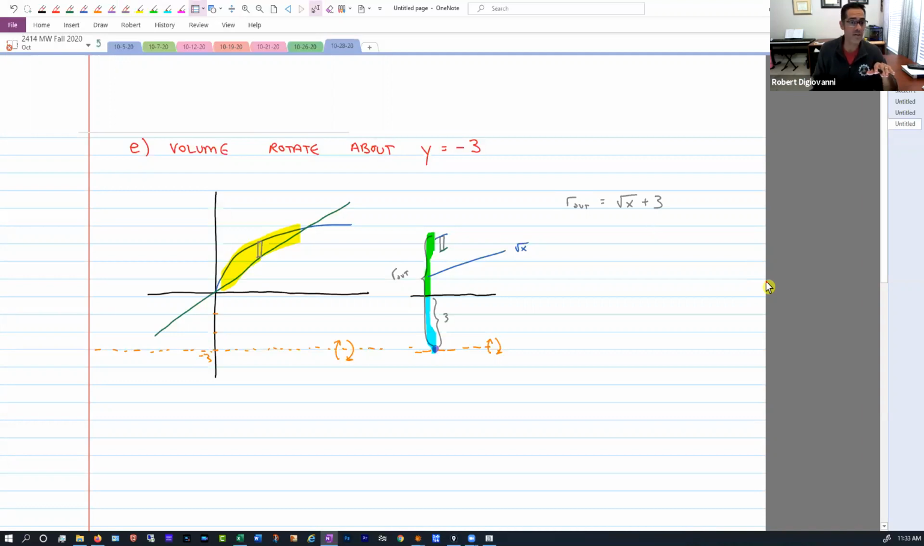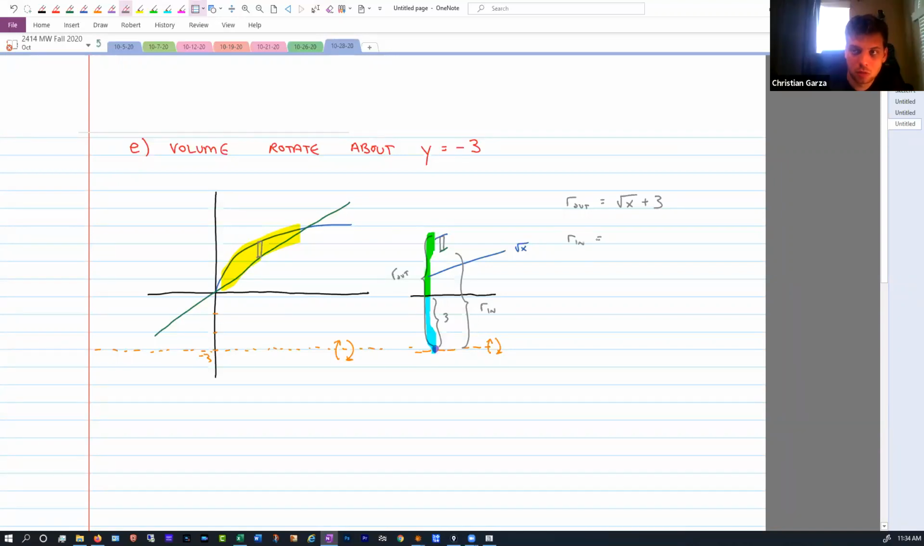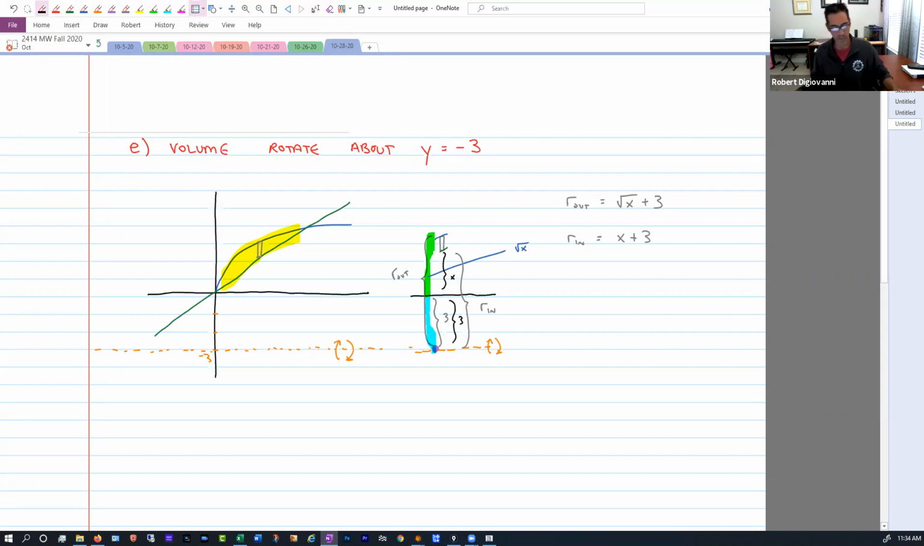Does everyone understand that? Okay, so using that same principle, the inner radius is the distance from the inner edge of the rectangle all the way to the axis of rotation. That would be what? X plus 3. So the x part is the distance from the bottom edge just to the x-axis. That's x, and then the rest of the distance is 3.